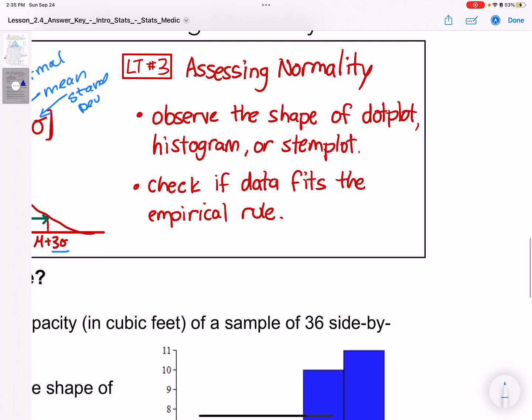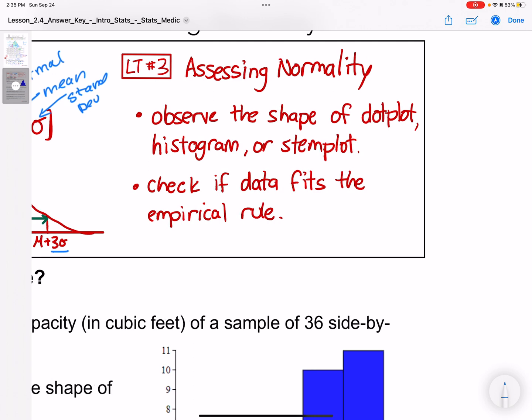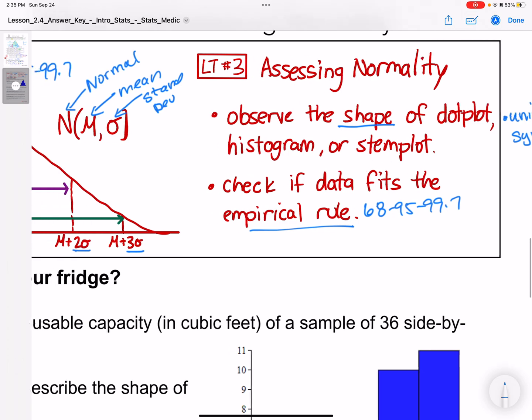Okay, the next learning target that I want you to see is assessing normality. In order to assess normality, you're going to see what the shape is, and if the shape is unimodal, that means one mode, one peak, and symmetric, then you're going to see, first of all, this could be normal. Then you're going to see if it fits this empirical rule, which is the 68, 95, 99.7 rule. You're going to see if your data lies within 1, 2, and 3 standard deviations of the mean, and we're going to be doing that in the next couple days.